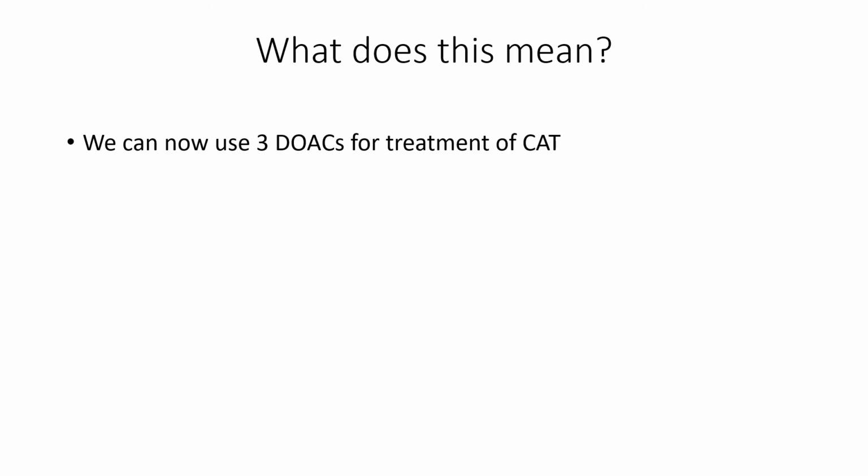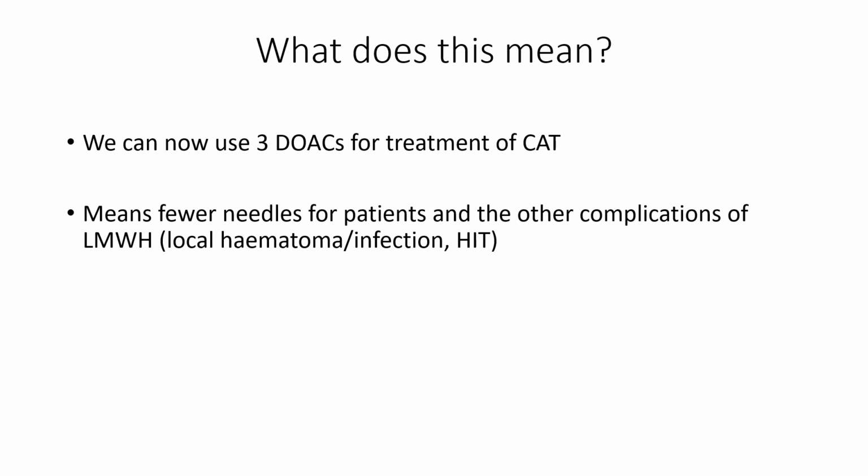It means we can now use 3 of the DOACs for treatment of cancer-associated thromboses. So that's apixaban, rivaroxaban, and edoxaban. For the patient, it means fewer needles, which for someone undergoing chemo or having nasty side effects from their drugs or their cancers, could make a big difference.